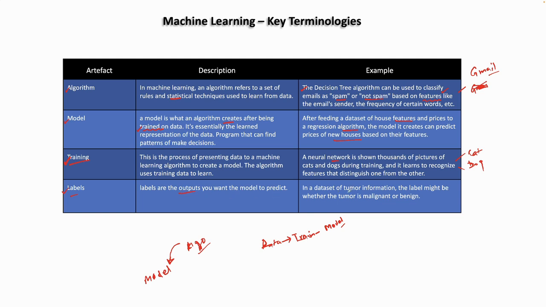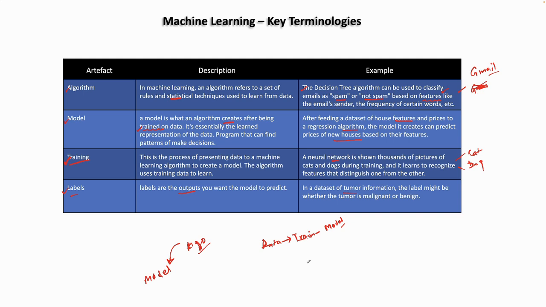And here we take an example of a tumor. Say the label might be whether the tumor is malignant or benign. Malignant means the tumor is really dangerous, and benign means that it's fine. It's not a major issue, right? So just take an example from healthcare. So yeah, I think with this we come to the end of machine learning key terminologies.